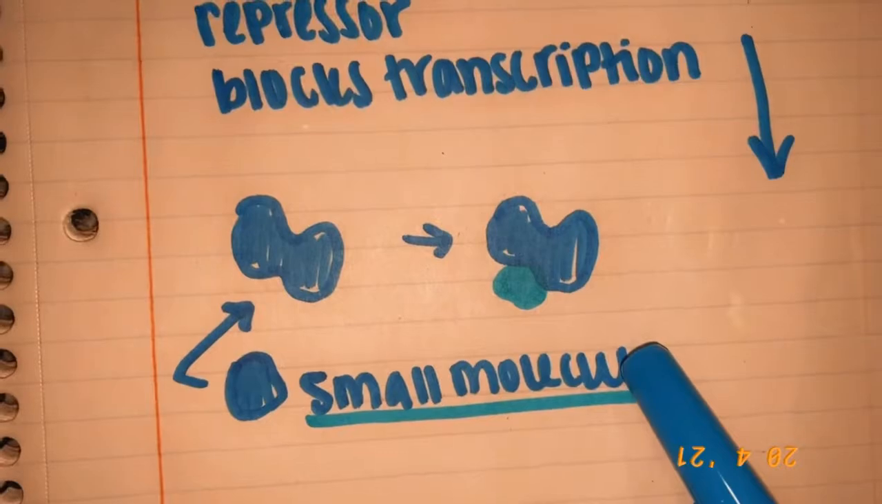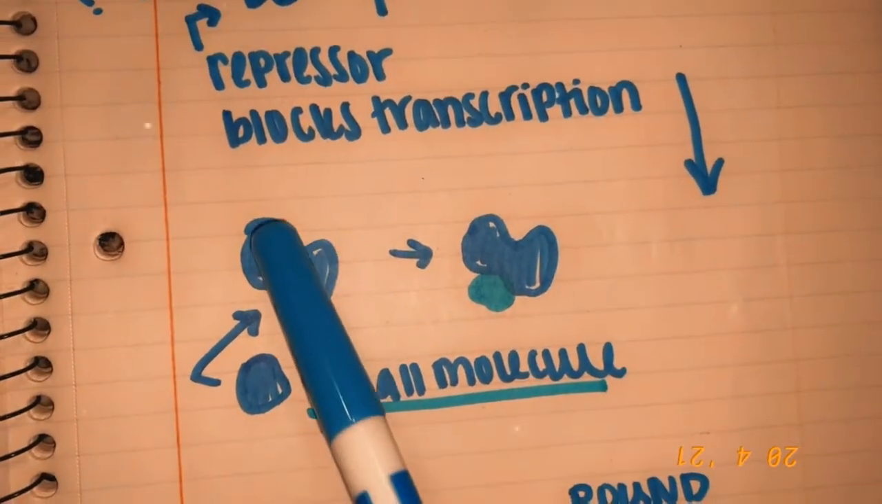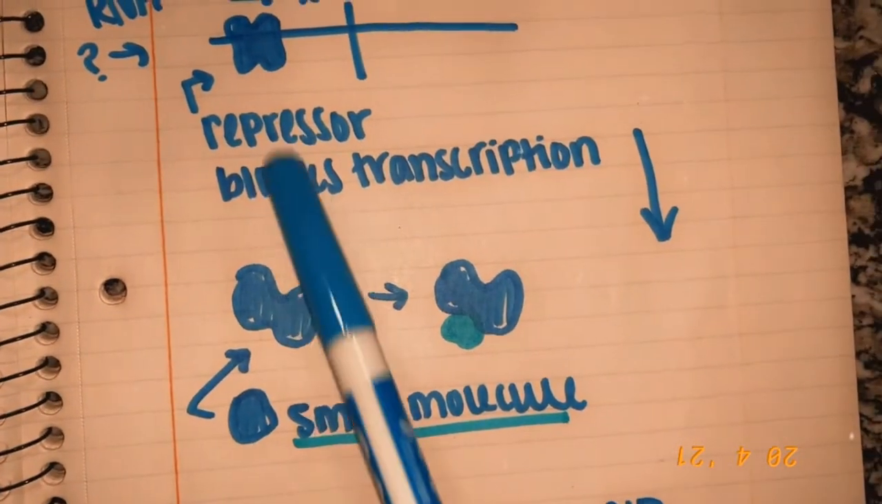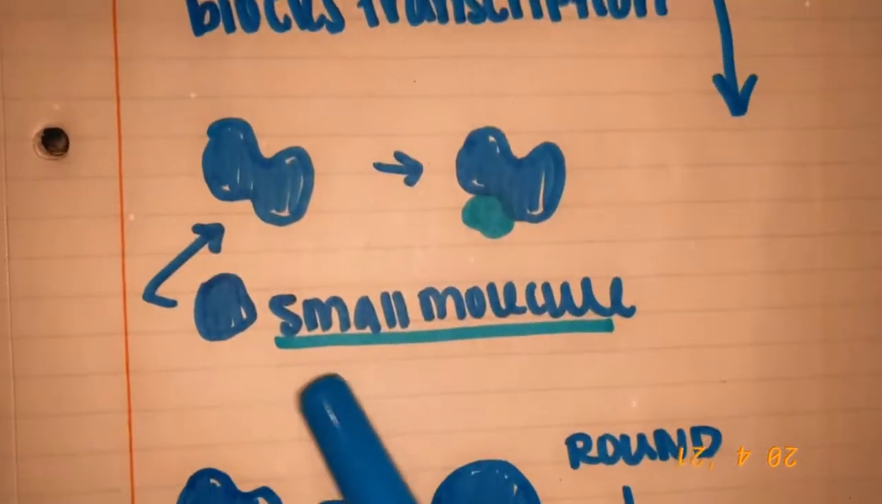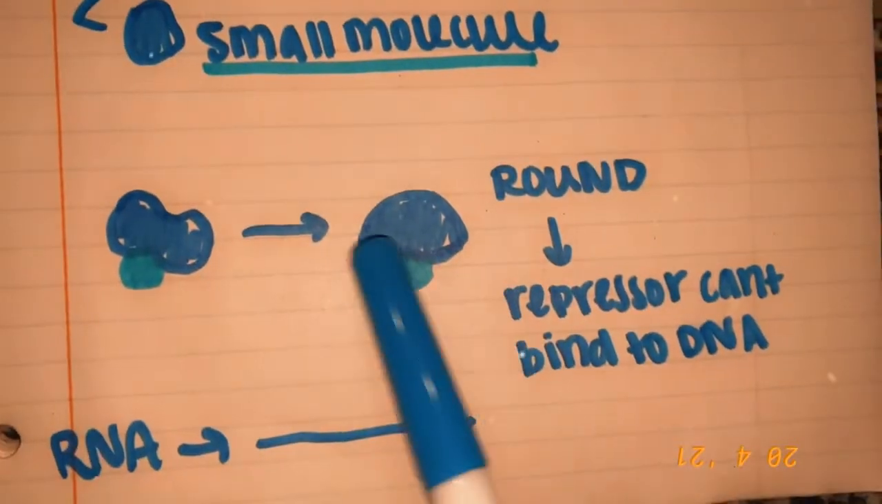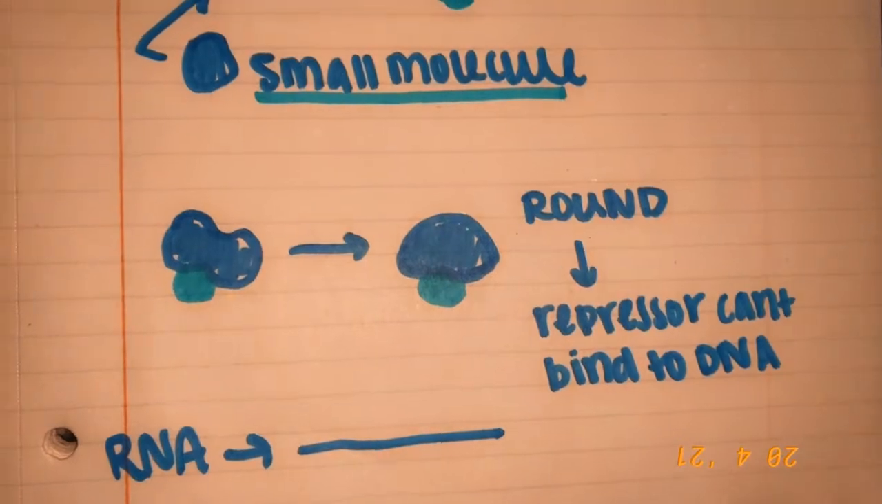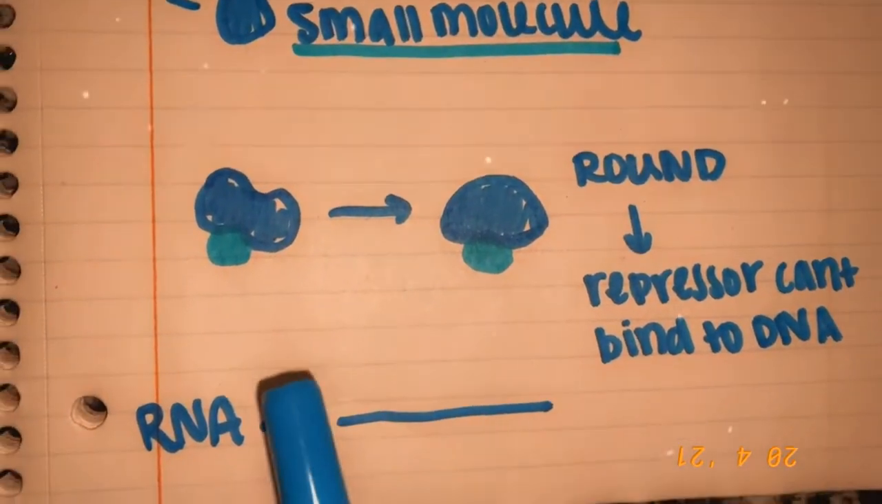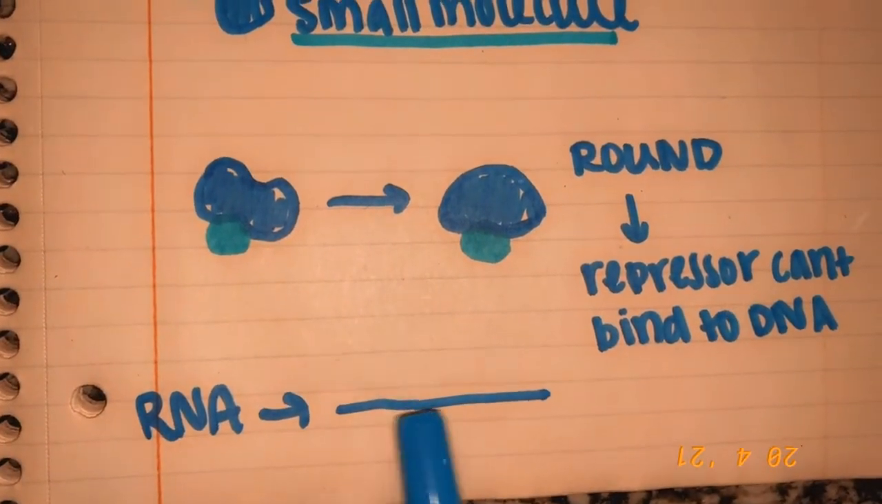But in the presence of a small molecule, the U shape on the repressor protein, which is used to bind to the DNA, is now turned into a round shape, which means the repressor cannot bind to DNA, and RNA polymerase can find the promoter region, and transcription can occur.